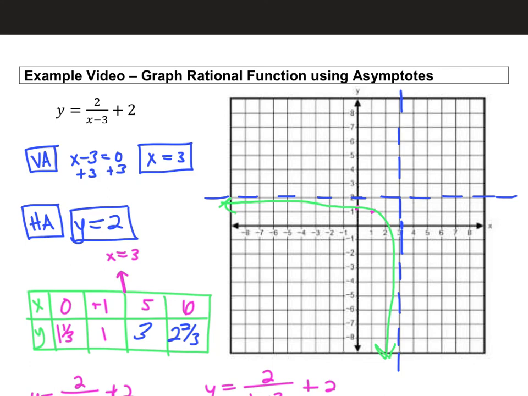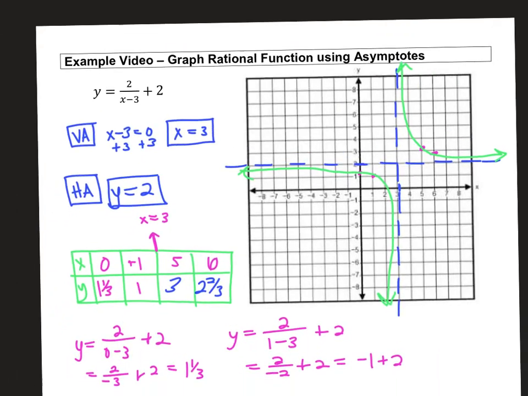Okay, so now 5, positive 3, that worked out nice. And 6 and 2 and 2/3 will be between 2 and 3, a little closer to 3, or 2/3 of the way to 3. Draw in your curve, and there's our graph of our rational function that we found using our asymptotes.